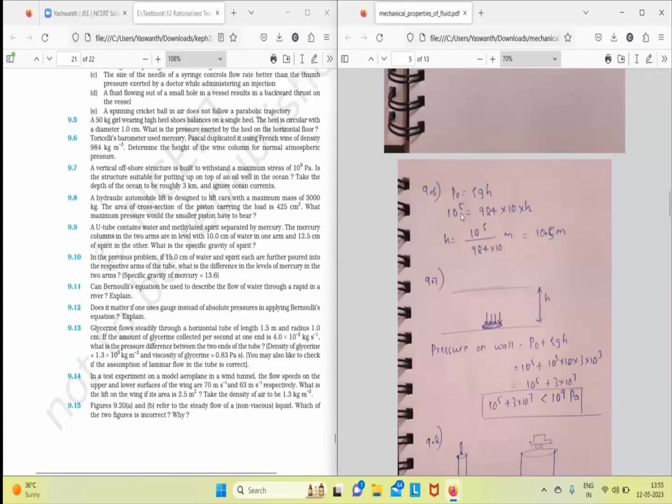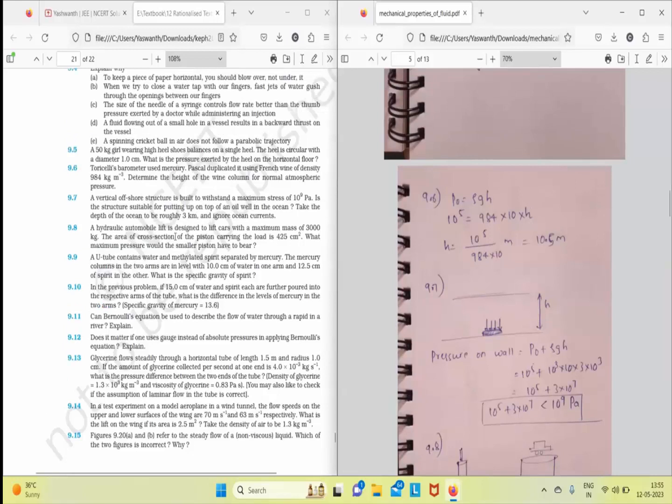So this is a simple question. This is made to make you understand the barometer and the concept behind it. And this barometer is used to calculate the atmospheric pressure. Coming to the next question: a vertical offshore structure is built to withstand a maximum stress of 10 power 9 pascals. Is the structure suitable for putting up on the top of an oil well in the ocean?